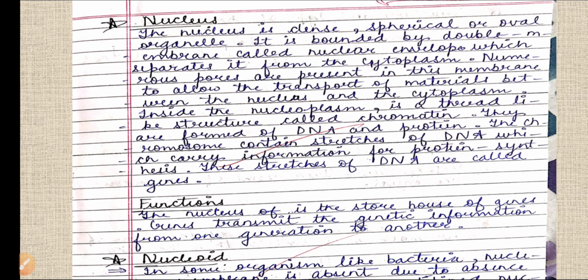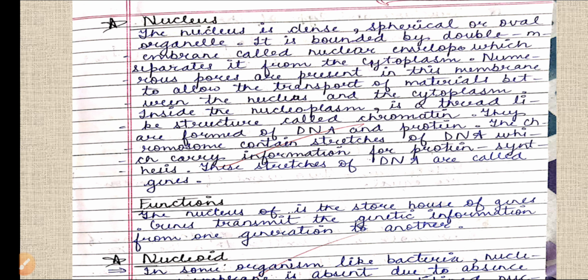Nucleus. The nucleus is a dense, spherical or oval organelle. It is bounded by a double membrane called the nuclear envelope, which separates it from the cytoplasm. Numerous pores are present in this membrane to allow the transport of materials between the nucleus and the cytoplasm. Inside the nucleoplasm is a thread-like structure called chromatin. They are formed of DNA and protein.